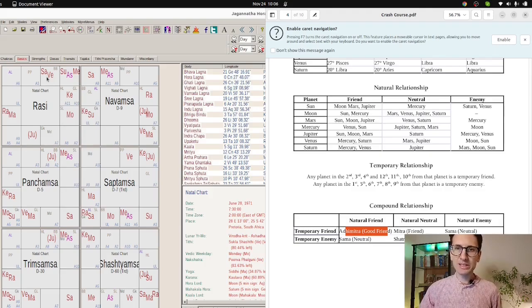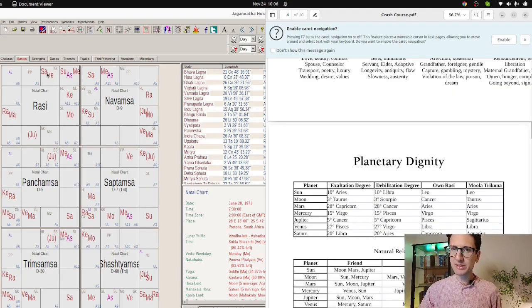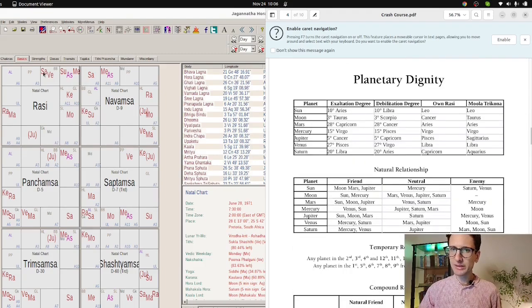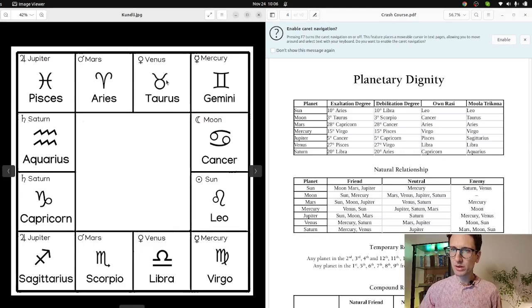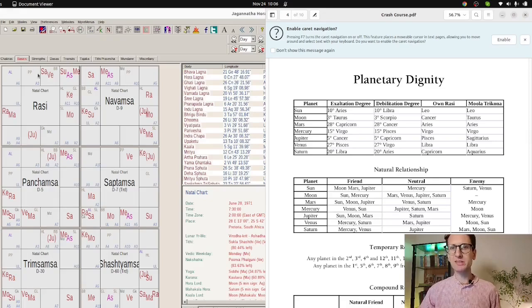Let's look at Saturn and Venus. So Venus is in Taurus. Taurus is ruled by Venus. So Venus is in own house, very good. The second best dignity, very good.